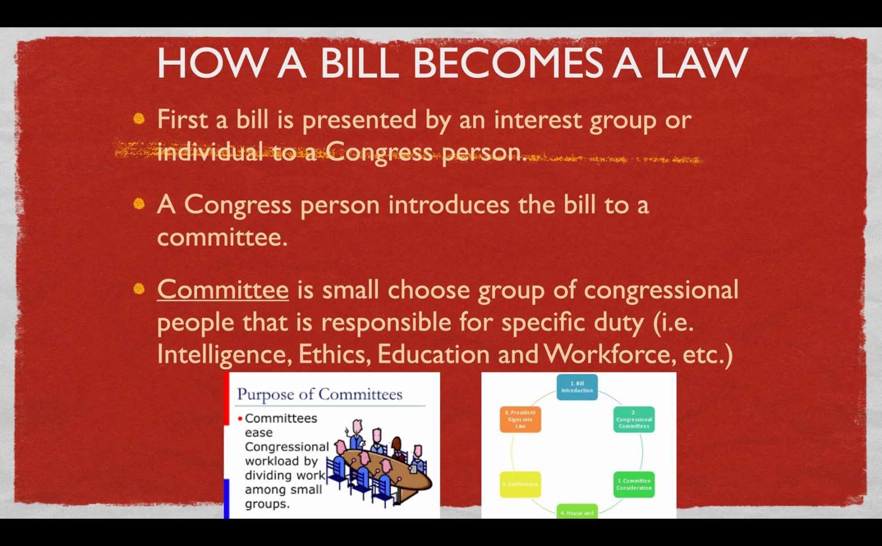So a committee is a small chosen group of congressional people that is responsible for specific duties. So you have the Intelligence Committee, the Ethics Committee, Education Committee, Workforce Committee, Budget Committee, Appropriations Committee. And we'll talk about the most powerful, which is the Ways and Means. Anything that really starts with any kind of spending really starts at Ways and Means, and then it can go to appropriations or budget or other areas, depending on what. And this committee will debate and they'll look at the bill and then it'll move on to the floor. And this has to be a bill sponsored by a senator or a representative.